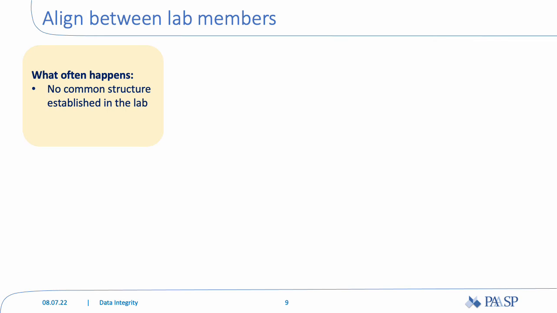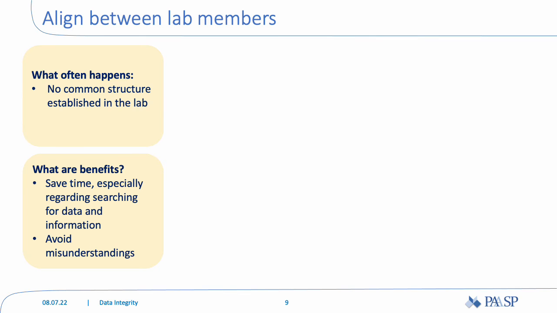Aligning between lab members and being in close communication can help to increase data integrity as well. It often happens that there is no common structure established in the lab, and everybody is working with their own procedures. Aligning on different levels will save time, especially when searching for data and experimental information. This can also avoid that information is lost when a person is leaving the lab. However, it also helps to avoid misunderstandings when all lab members agree on the same lab lingo.